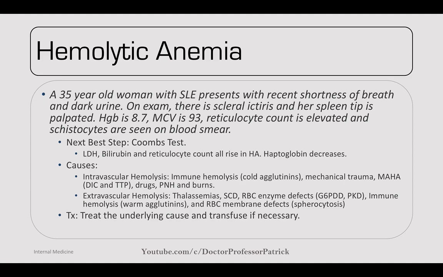Some common causes of intravascular hemolysis are immune hemolysis with cold agglutinins, mechanical trauma, microangiopathic hemolytic anemia like DIC and TTP, some drugs, paroxysmal nocturnal hemoglobinuria, and burns. Some of the causes of extravascular hemolysis are thalassemias, sickle cell disease, RBC enzyme defects like G6PD deficiency and pyruvate kinase deficiency, immune hemolysis from warm agglutinins, and RBC membrane defects like hereditary spherocytosis. And with all of these, we want to treat the underlying cause and transfuse only when necessary.